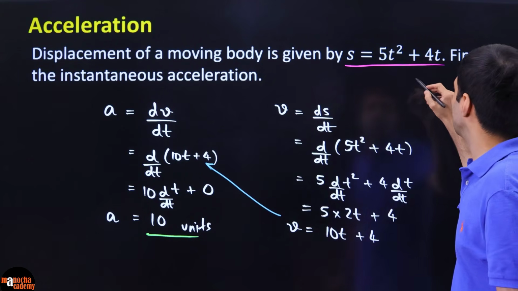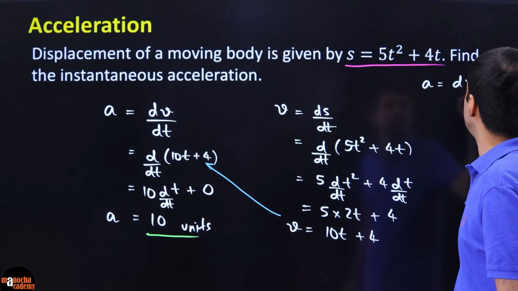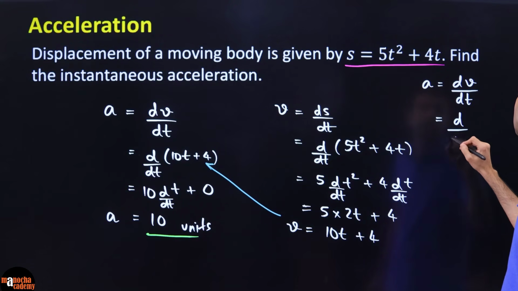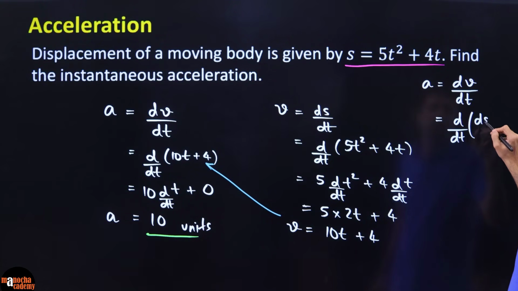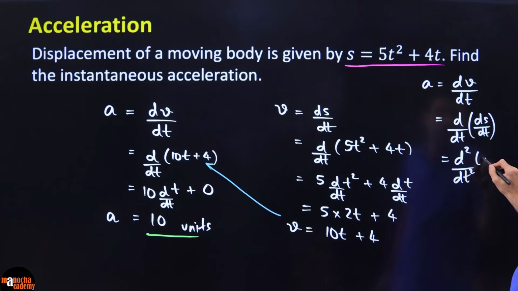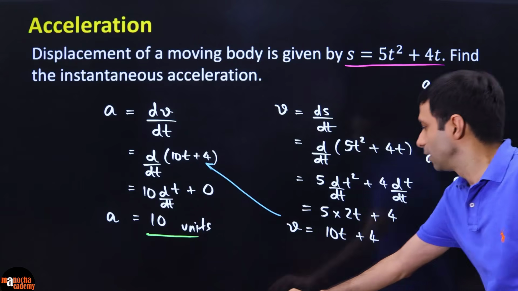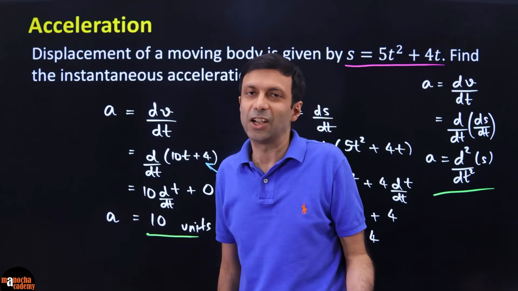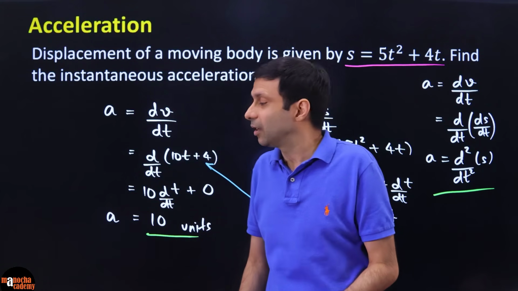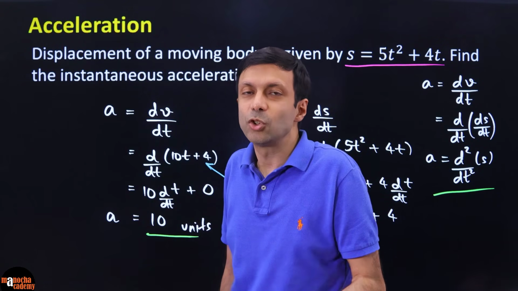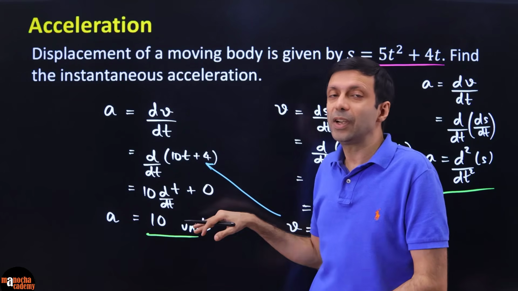So if you think about it, a is dv/dt, and if we substitute v as ds/dt, so this is like a double differentiation. So basically what you're doing is d²/dt² of your displacement. So this is another way to look at acceleration, or you can start off with this and do the steps and get it. And remember here they just said instantaneous acceleration. They didn't ask you to find acceleration at a particular time. So when they give a question like this, you can leave it in terms of t.